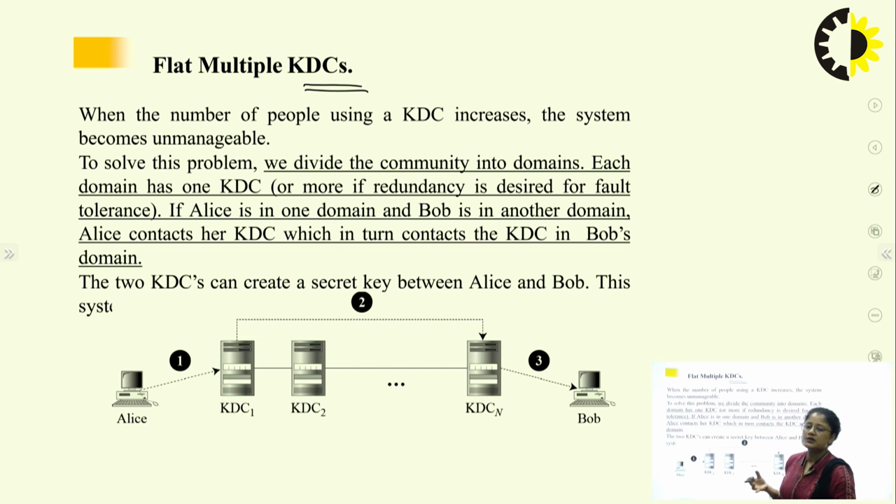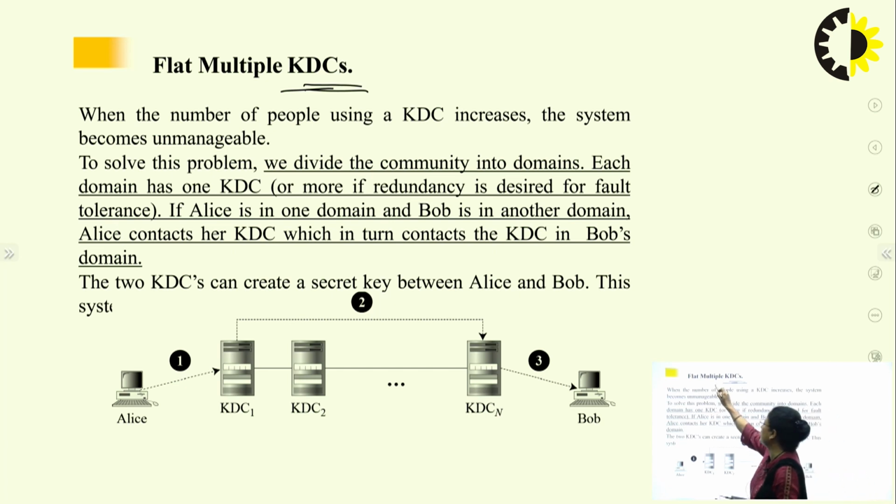So what happens when there are a number of communicating parties in the network? If the number of parties is very huge, then how to handle the KDC? A single KDC will not serve the purpose. So in that case, we'll be going for multiple KDCs, and how to organize the multiple KDCs? There are two ways.